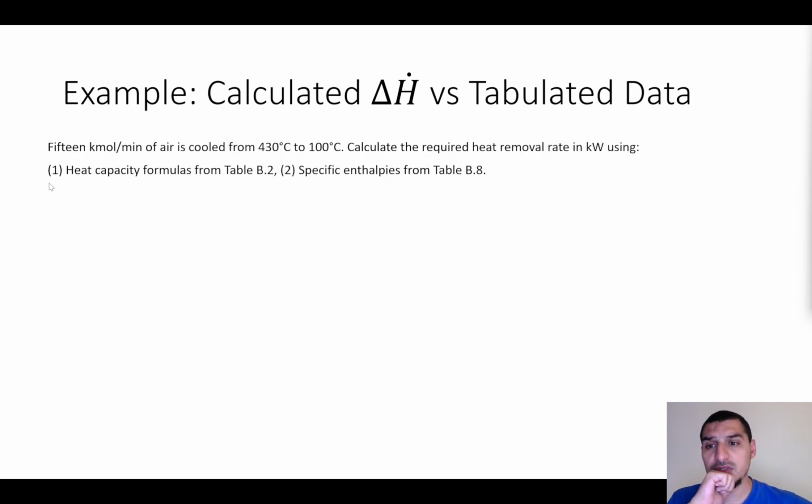And we have two options, or two ways, to do this. The first is using the heat capacity formulas in table B2, which are the constants that we have been using since 2 or 3 videos, and the specific enthalpies from table B8. So let's go through the first case first, and then we will go through the second and discuss it in more detail. So this is air.